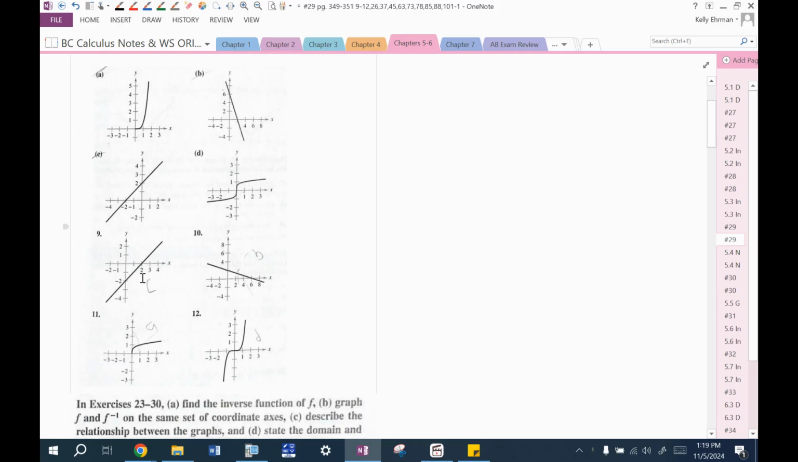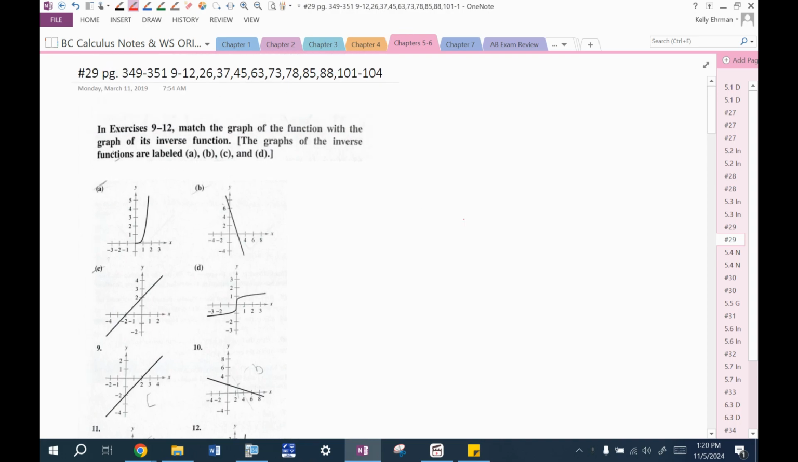I realized the screenshot of the book that I took this from was already filled in, so these answers are correct, but I will explain. Remember, when you are graphing a function and its inverse, the graphs are reflections of each other across the line y equals x. So if you have a graph that looks like this, the inverse function, hop that across this line, will be something like that. It's a very rough sketch there.